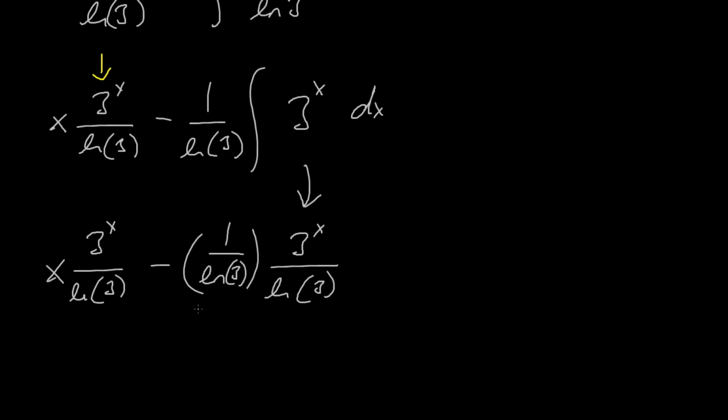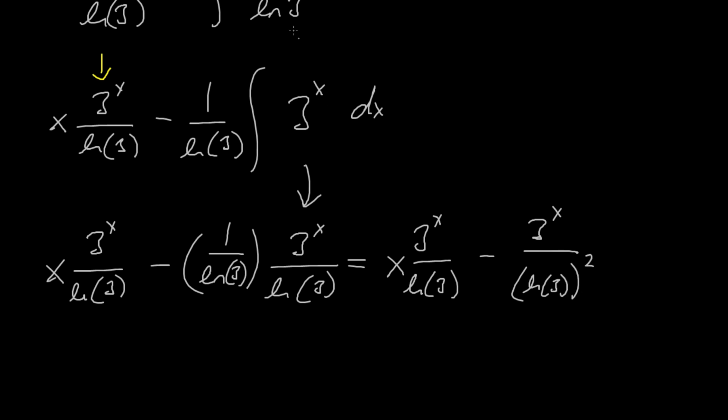And so our final answer is going to be x times 3 to the x divided by the natural log of 3 minus 3 to the x over the natural log of 3 squared. So that's our final answer.